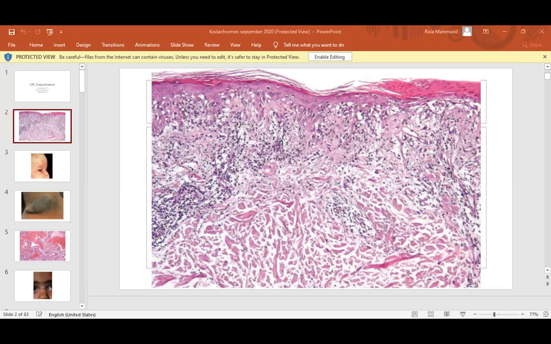So Mishal, we'll stay with Mishal for this question. Now, based on what you saw in the histology and what you see in clinical, what would you think the diagnosis is?